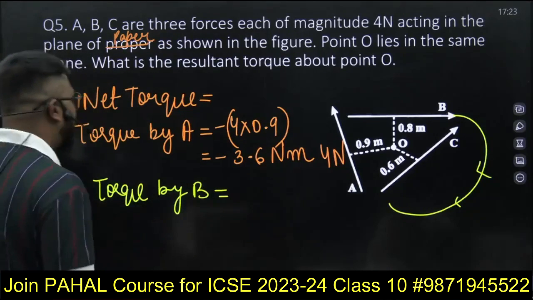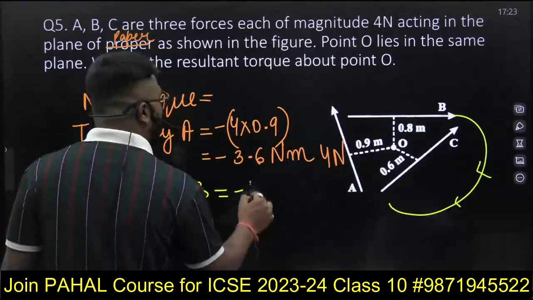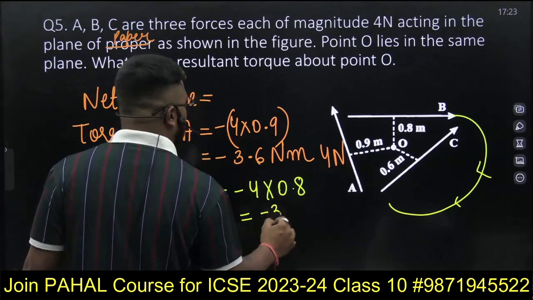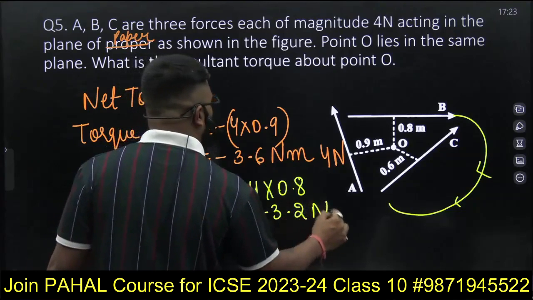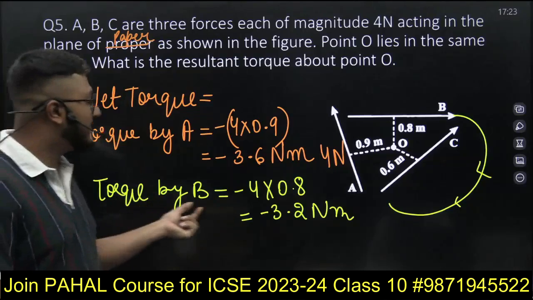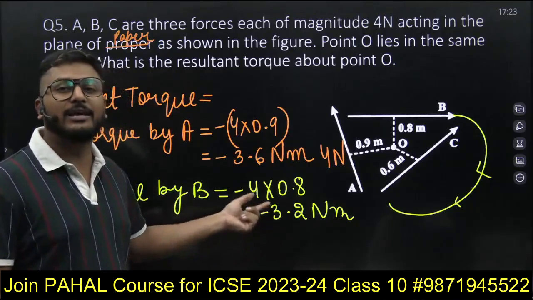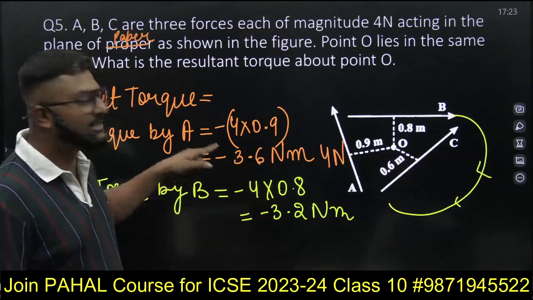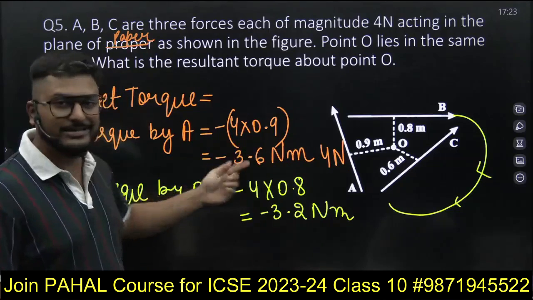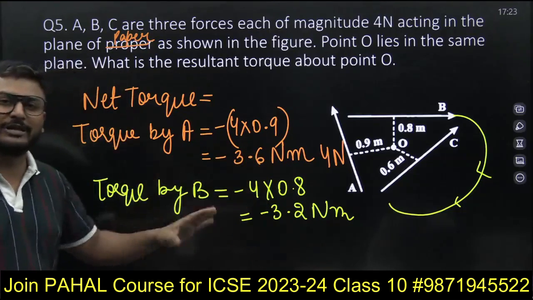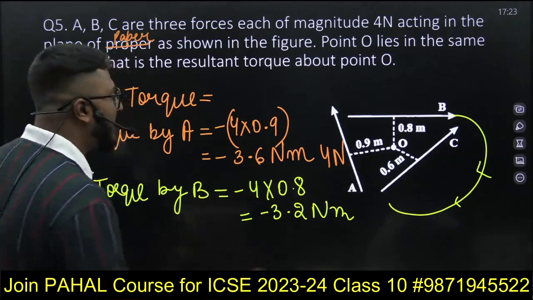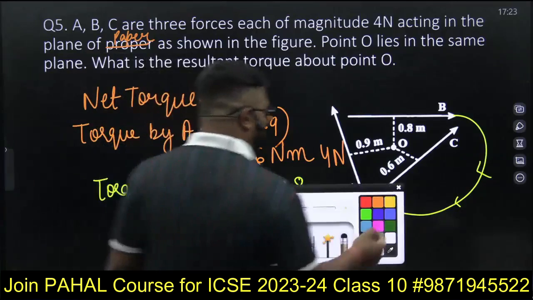Negative होता है, right? So this will be equal to -4 into 0.8. That is equals to -3.2 Newton meter. This negative sign is only denoting that the movement is clockwise. Here also this negative sign is only denoting that the direction will be clockwise. That's it. ये negative sign और कुछ नहीं बता रहा है, सिर्फ ये बता रहा है कि clockwise घूम रहा है या anti clockwise घूम रहा है. That's it. ठीक है. Now let's talk about C force.